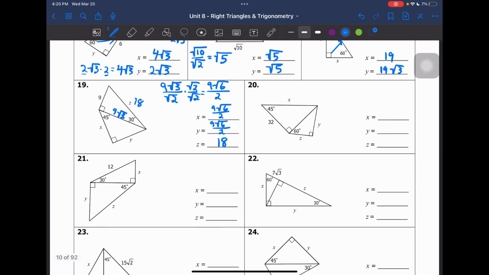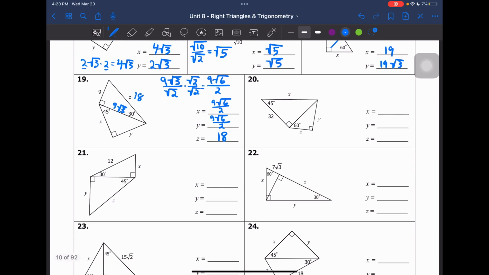All right, number 20 is the same kind of situation where we have a 45, 45, 90, and then a 30, 60, 90 that are connected or touching. So I want to look at what I have. I'm given this leg of my 45, 45, 90 triangle. So I can find the hypotenuse, or x, just by taking that times root 2, because for a 45, 45, 90 triangle, the pattern is 1, 1, root 2. This is like my 1. So the hypotenuse is going to be 32 root 2.